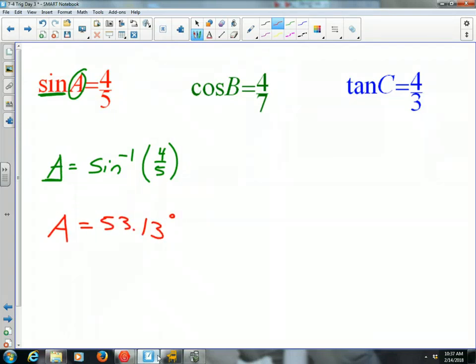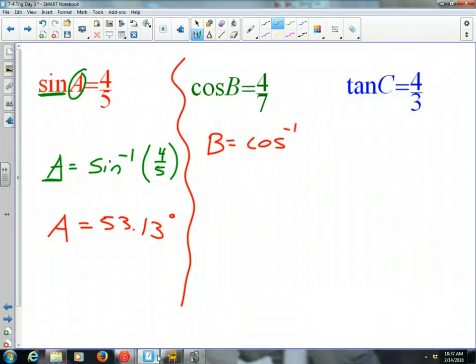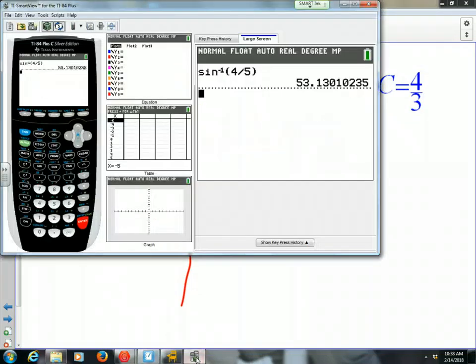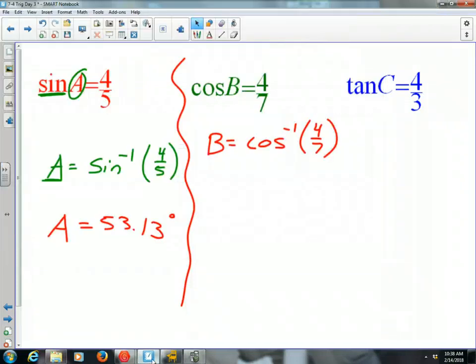So we're going to do the exact same thing here to find angle B. We're going to get rid of the cosine, and the way you get rid of the cosine is you take the inverse cosine. So B is the inverse cosine of 4/7. We put that in our calculator by pressing second cosine of 4 divided by 7. The inverse cosine of 4/7 is 55.15 degrees. Angle B equals 55.15 degrees.